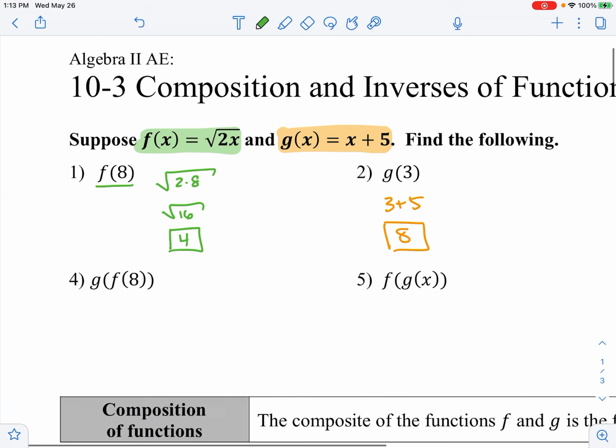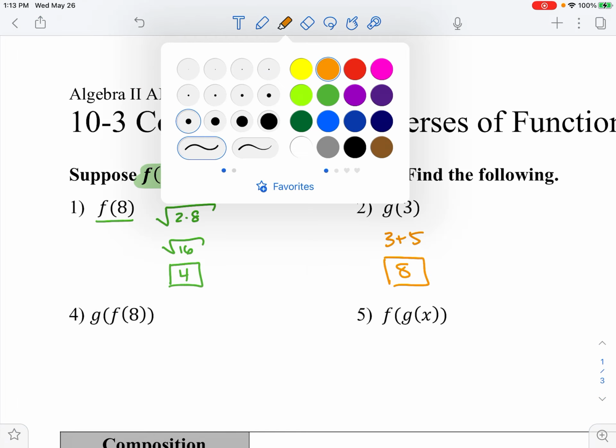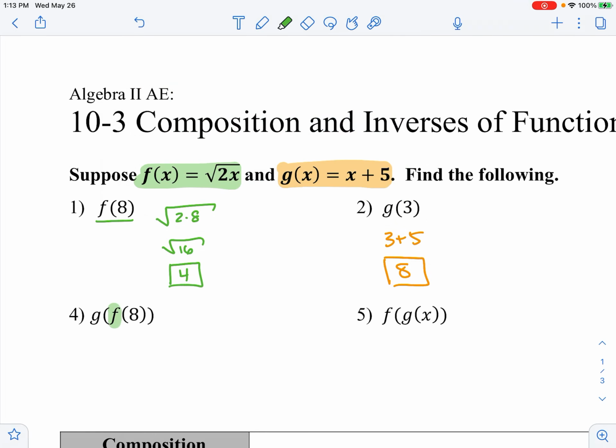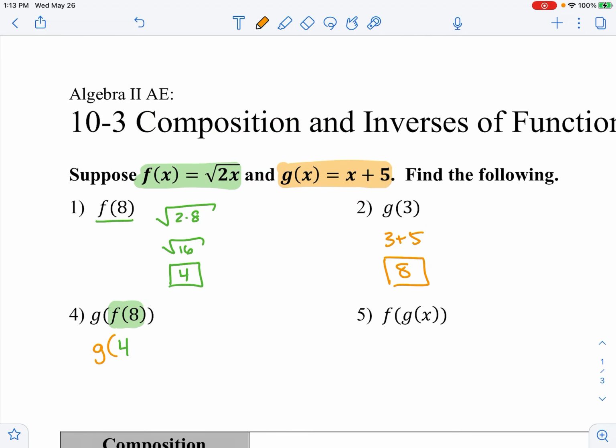All right, let's think about something like g of f of 8. This time I'm going in the other order. Inside first means f of 8 happens first. I know what f of 8 is. It's 4. And so my new question here is, what is g of 4? I'm going to plug in 4 to my g equation for x. So I get 4 plus 5. The answer to this question is 9.